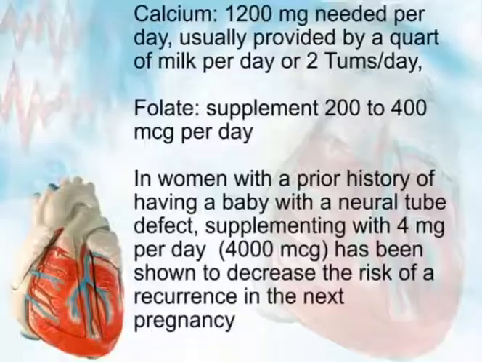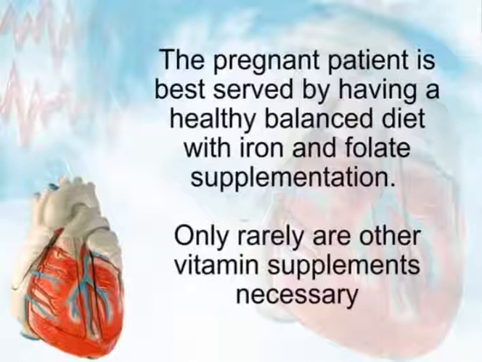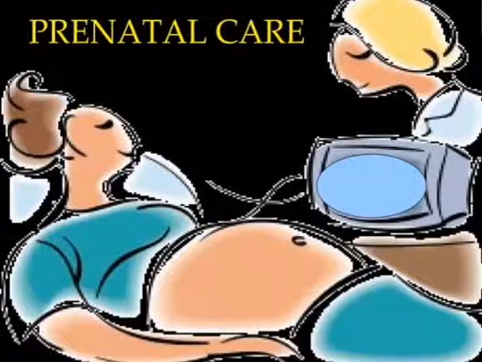Calcium, which is 1200 milligrams needed per day, usually provided by a quart of milk per day. Folate, the supplement will be 200 to 400 mcg per day. In women with a prior history of having a baby with a neural tube defect, supplementing with 4 mg per day, 4000 mcg, has been shown to decrease the risk of recurrence in the next pregnancy. A pregnant patient is best served by having a healthy, balanced diet with iron and folate supplementation. Only rarely are other vitamin supplements necessary.